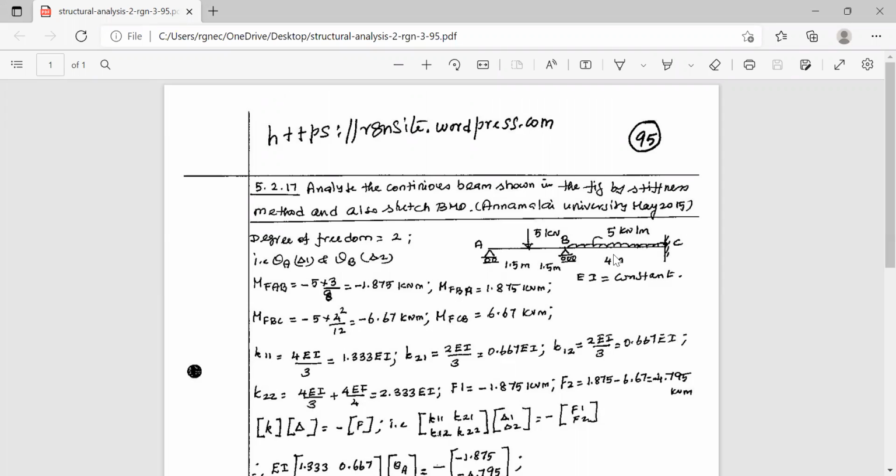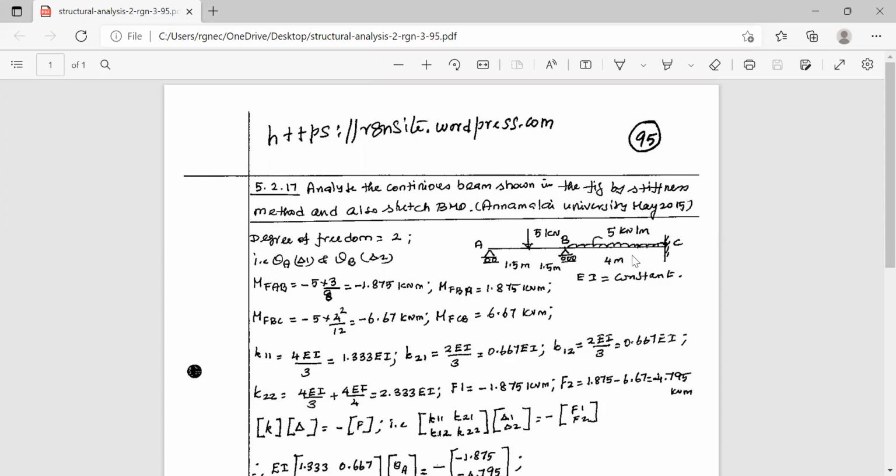You can see the spans AB and BC. A is simply supported, B is simply supported, and C is fixed. One span is loaded with a point load, and another span with a uniformly distributed load. We have to analyze this continuous beam by the matrix displacement method.